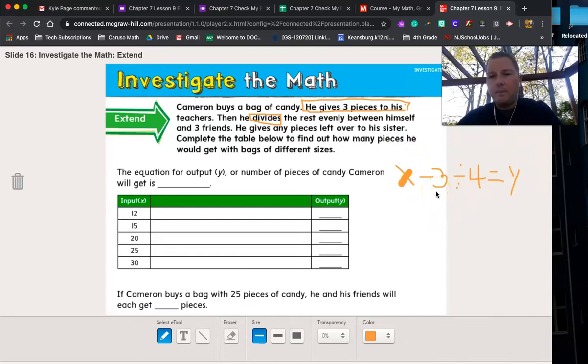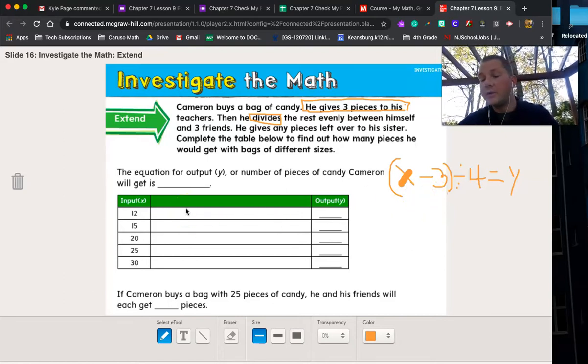But here's the thing. It says first he gives away 3. So if we know our order of operations, which are multiply, divide, then add, subtract, and work from left to right, we can't do that yet because first we have to take away 3. And we know that we can't do subtraction before multiplication and division. So in this equation, we've got to put in some parentheses. And remember, those parentheses allow us to do those steps first. So then we can go on from there.